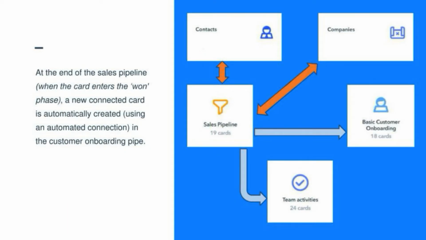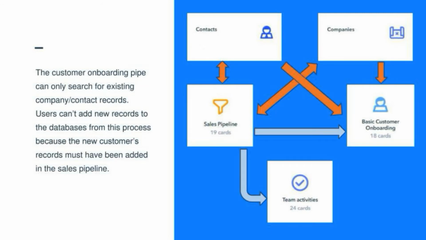At the end of the sales pipeline, when the card enters the won phase, we're only going to consider the optimistic scenario here. A new connected card is automatically created using an automated connection in the customer onboarding pipe. So we're going to transfer the relevant information from the sales pipeline to the basic customer onboarding. It's kind of like an automated handoff from the sales team to the customer onboarding team, so that when the customer onboarding process starts, it has all the necessary information from the sales pipeline.